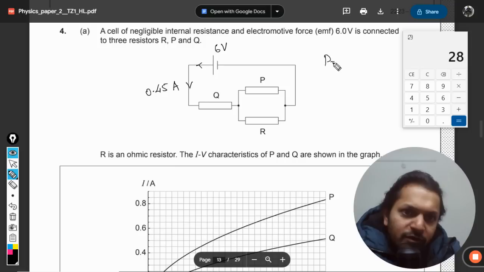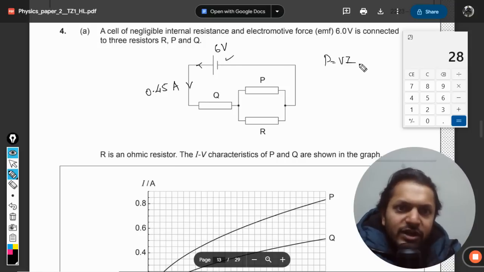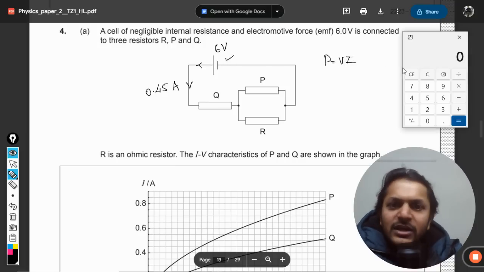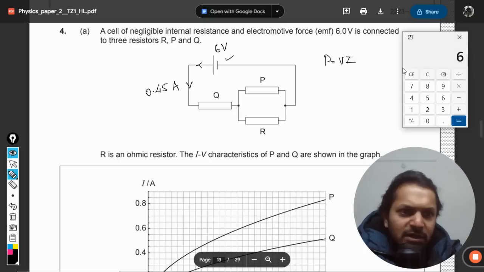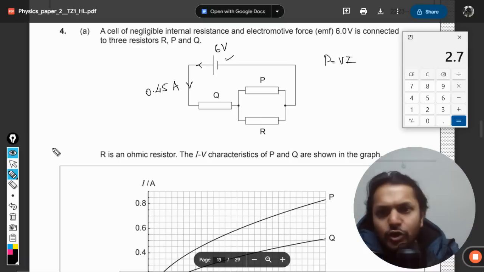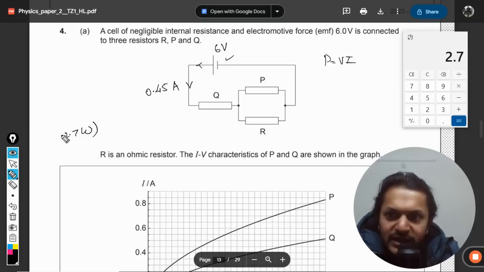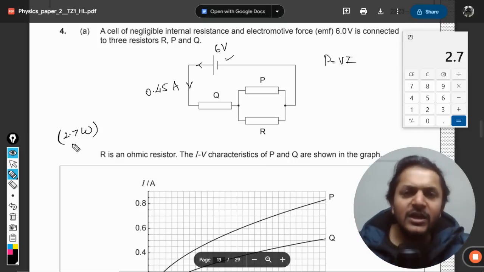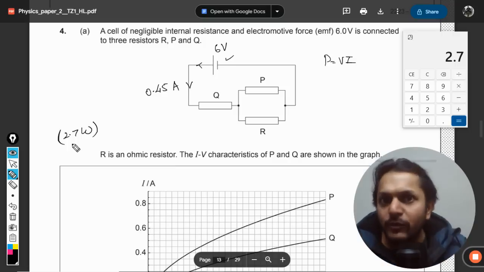So the power formula is V into I. We are concentrating on the power given by the battery. That will be our answer. 6 multiplied by 0.45, 2.7 will be the answer. So 2.7 watt is the power given by the battery, which will be equal to the total power consumed by the circuit.